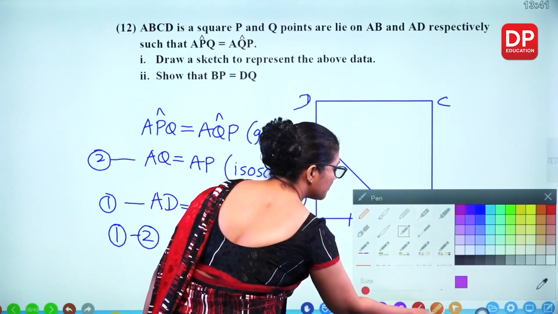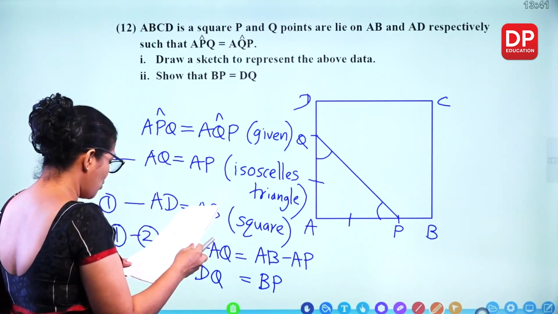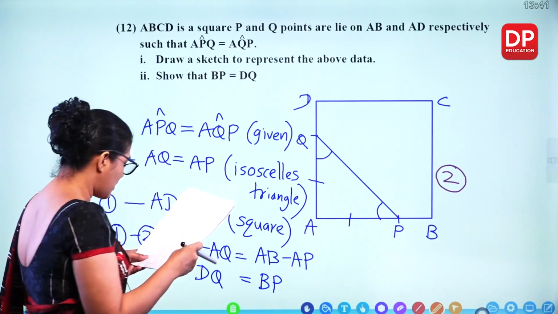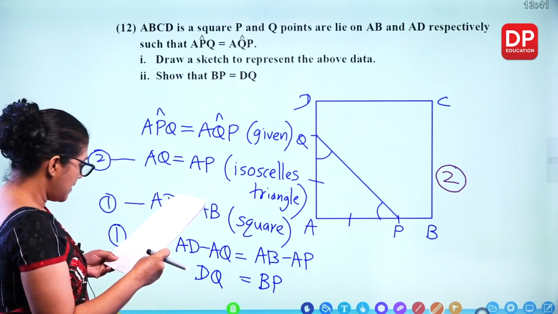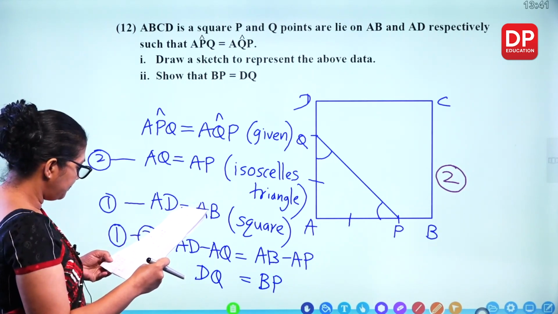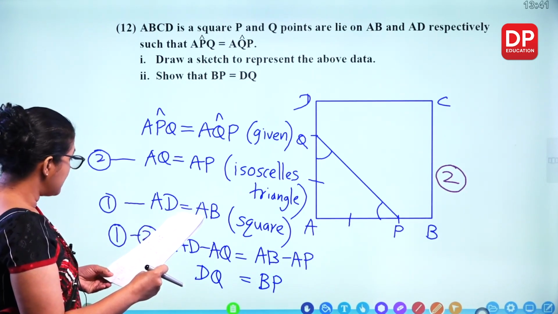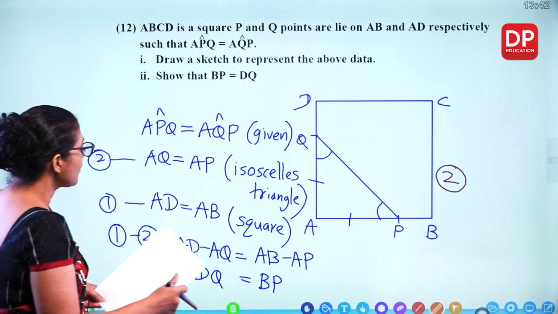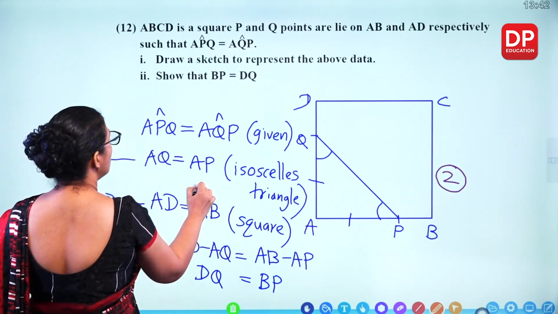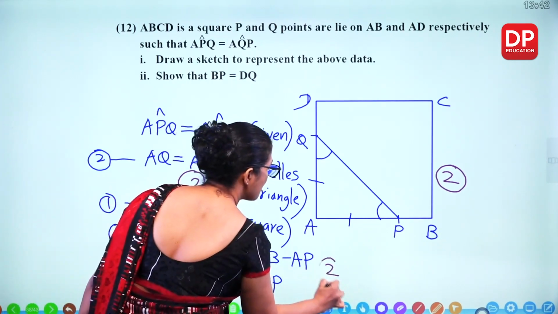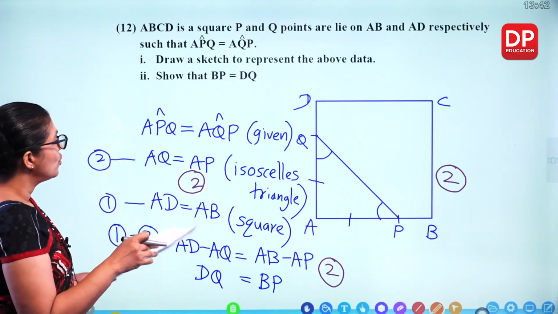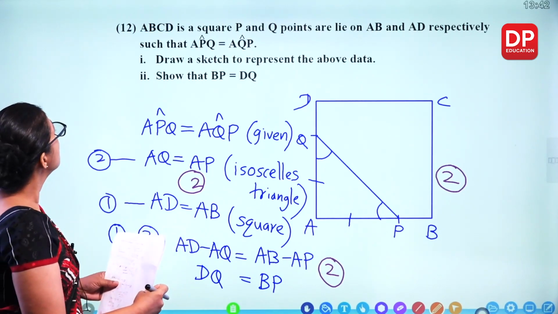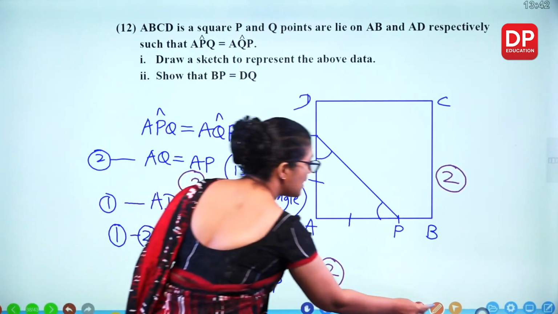How many marks? So according to the diagram, you are getting 2 marks. Marking all the angles and lengths, and then showing that BP is equal to DQ, you get 2 marks for this step and 2 marks here, subtracting, altogether 4. So 4 plus 2, 6 marks for these 2 parts. And now we'll see the last part.